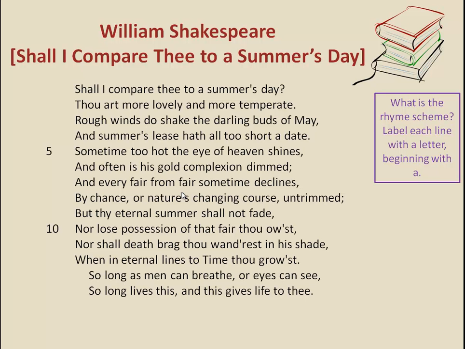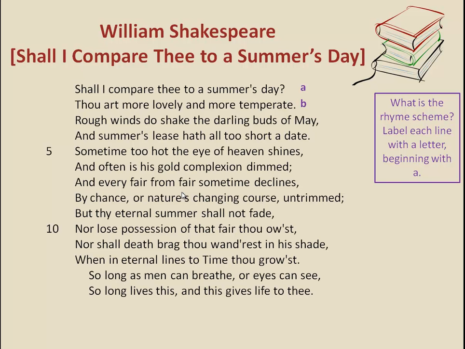So first, what we want to do is label the rhyme scheme. And you label each line with a letter, beginning with the letter A. So obviously, first line, it's an A. The very end word is day. To get what the next letter is, we have to look at line 2. How does it end? Does it end with a word that rhymes with day? Well, temperate and day do not rhyme, so we have to offer a different letter. It cannot be an A, it must be a B.